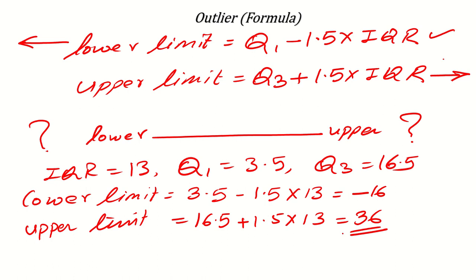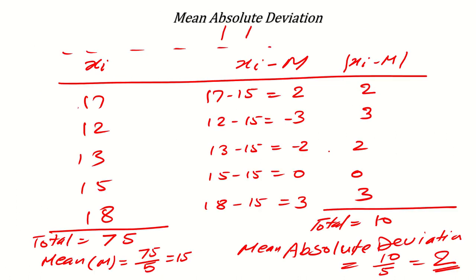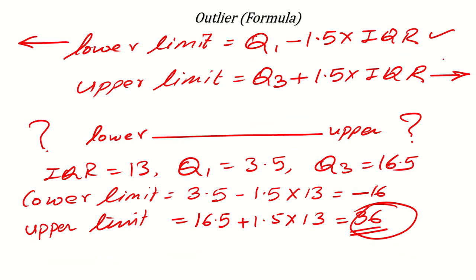Okay, so if you have any number after 36 in the same question, like here, this one. You see here, the maximum number is 20. Yes, so it is below 36. So what you can say here is there is no outlier. But if you have a number 40 in the same question, then that 40 will be the outlier. Like this, you can find the outlier.